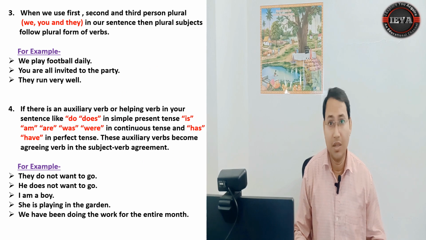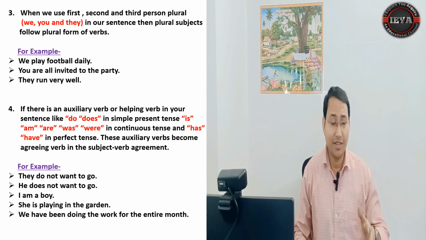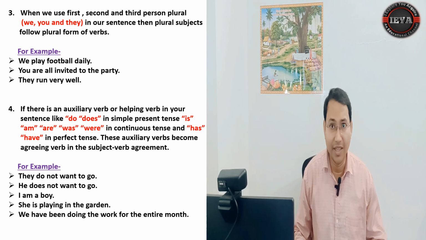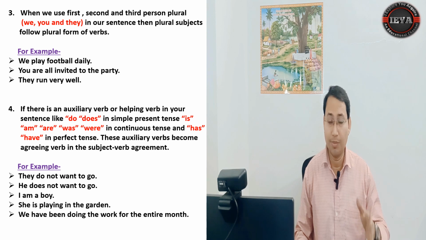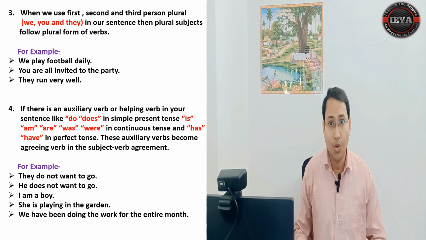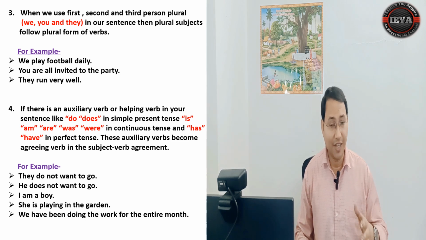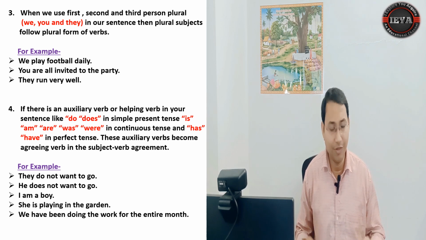Point number 3. When we use first, second and third person plural, we, you and they in our sentence, then plural subjects follow the plural verbs. For example, we play football daily, you are all invited to the party, they run very well. Here, play, are, run are the plural form of the verbs.